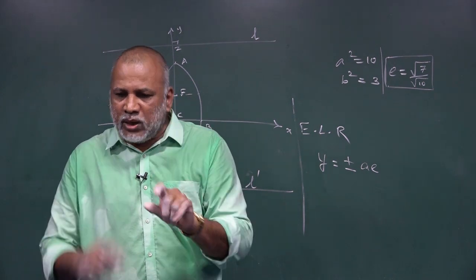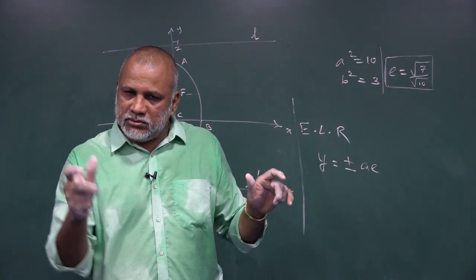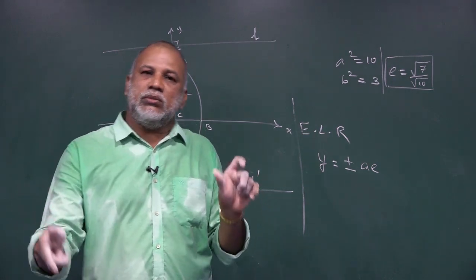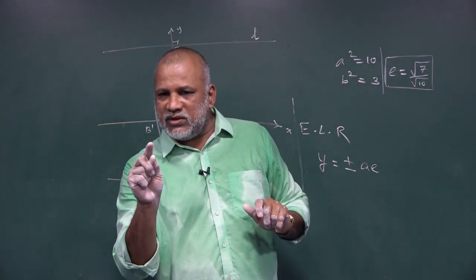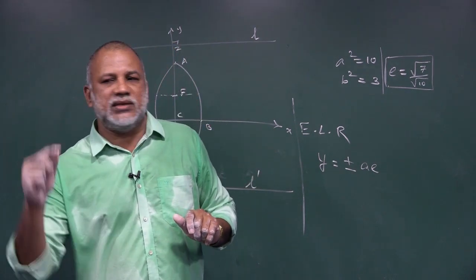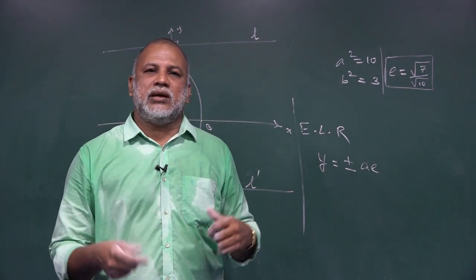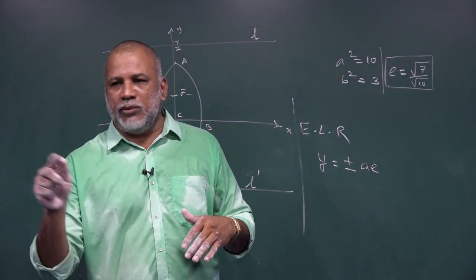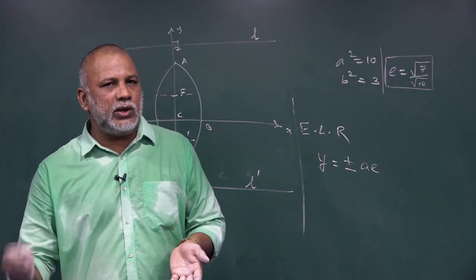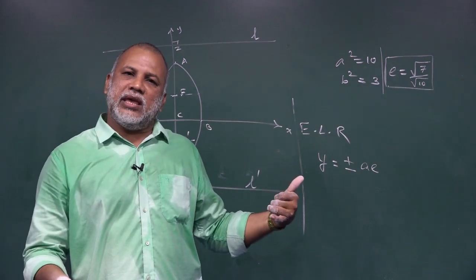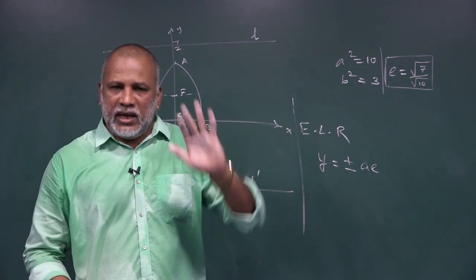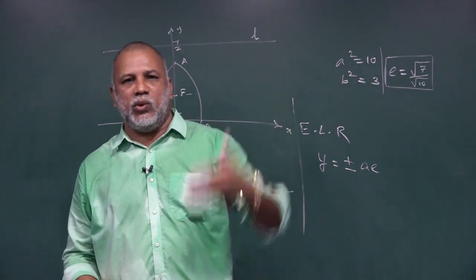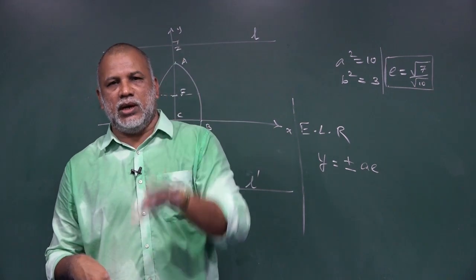If it is type number 1, all the results belong to the x family. See, center 0, 0. Foci AE, 0 and minus AE, 0. The first value is x. Then vertices a, 0 and minus a, 0. See, the first value is x. Then the equations of the directrices pass through the points Z and Z dash. What is the value? A by e, 0 and minus a by e, 0. In the same way, suppose it belongs to the second type, that is, the major axis along the y-axis. All the results belong to y.